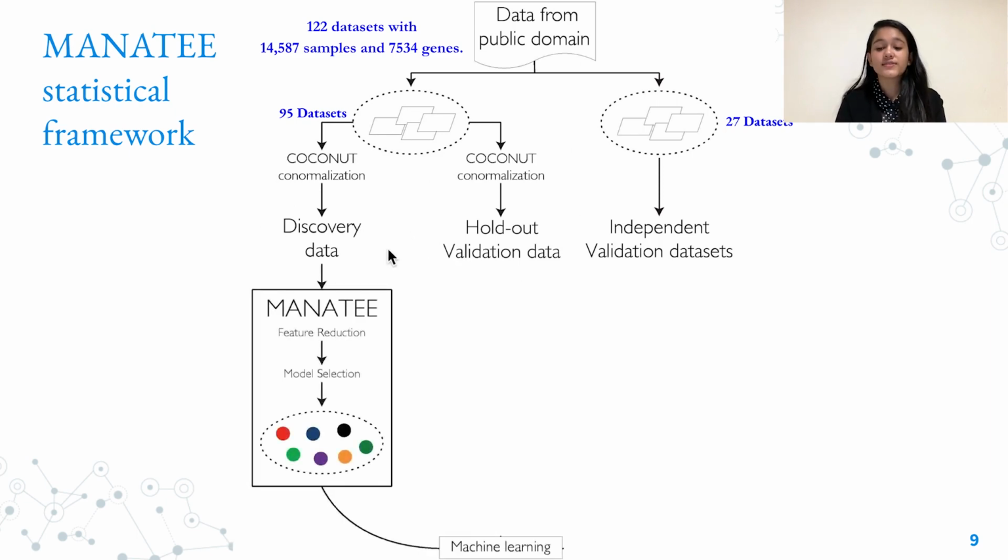We used a statistical multi-cohort framework called MANATEE to create our signature. It uses differential expression statistics to first filter out genes, and then it creates a concise signature by adding or removing genes that increase performance in the discovery data. Then we finalize the signature and the parameters used to create it in the holdout validation data.